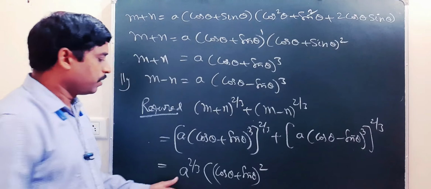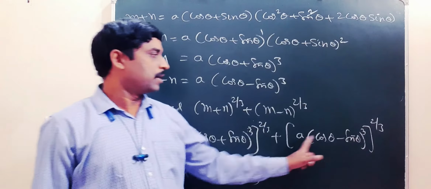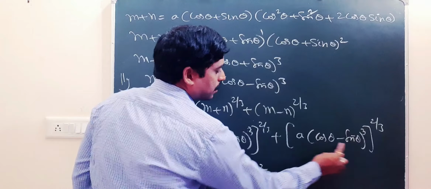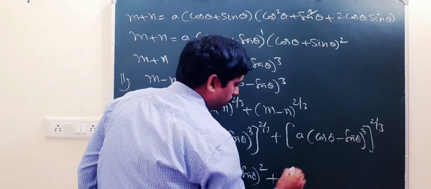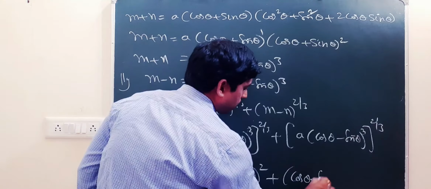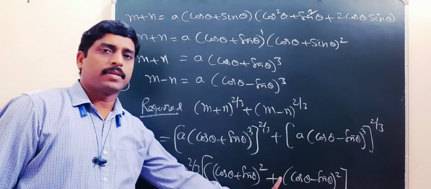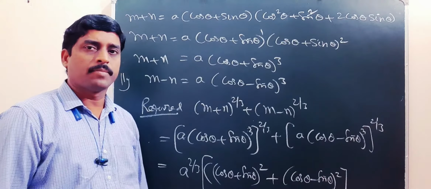Okay, a to the power 2 by 3 take out common. In this, a to the power 2 by 3 is already there. It will be (cos theta minus sin theta) whole cube to the power 2 by 3, which will be (cos theta minus sin theta) whole square. We have (a plus b) whole square plus (a minus b) whole square is 2 times (a square plus b square). Okay, final answer: a to the power 2 by 3 into 2 times (a square plus b square), where a is cos theta and b is sin theta, right? 2 into (cos square theta plus sin square theta).